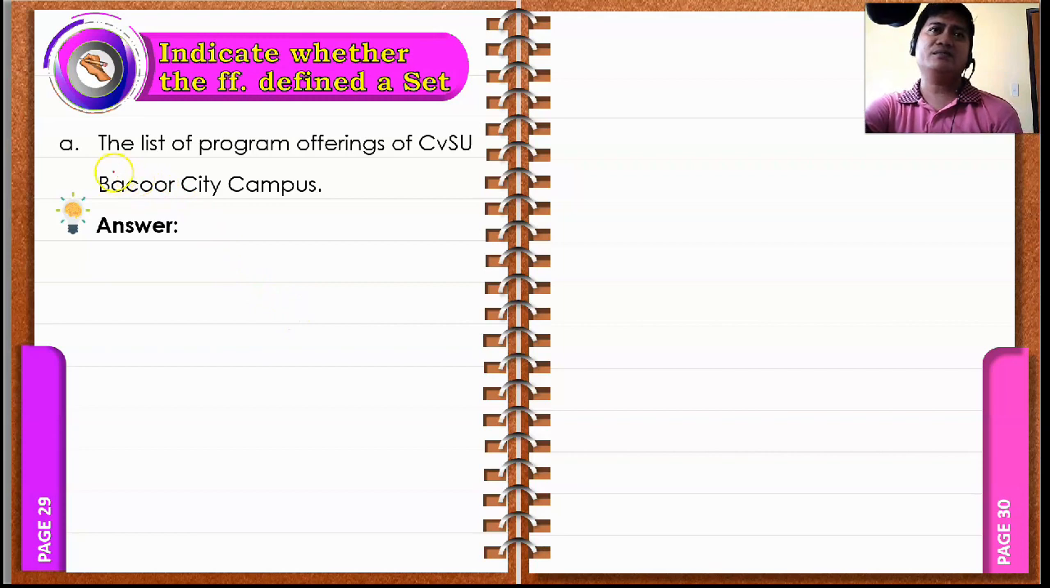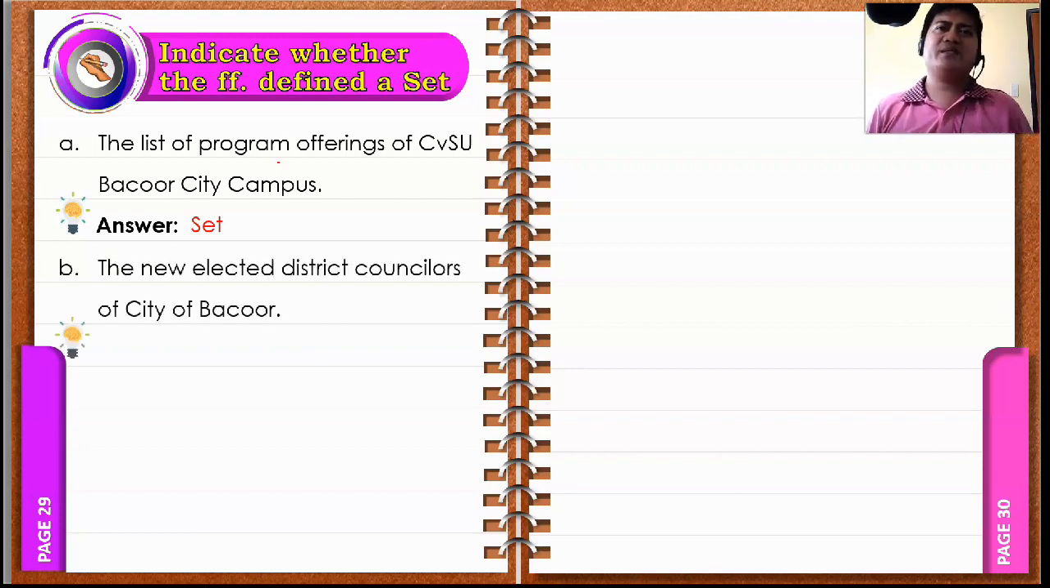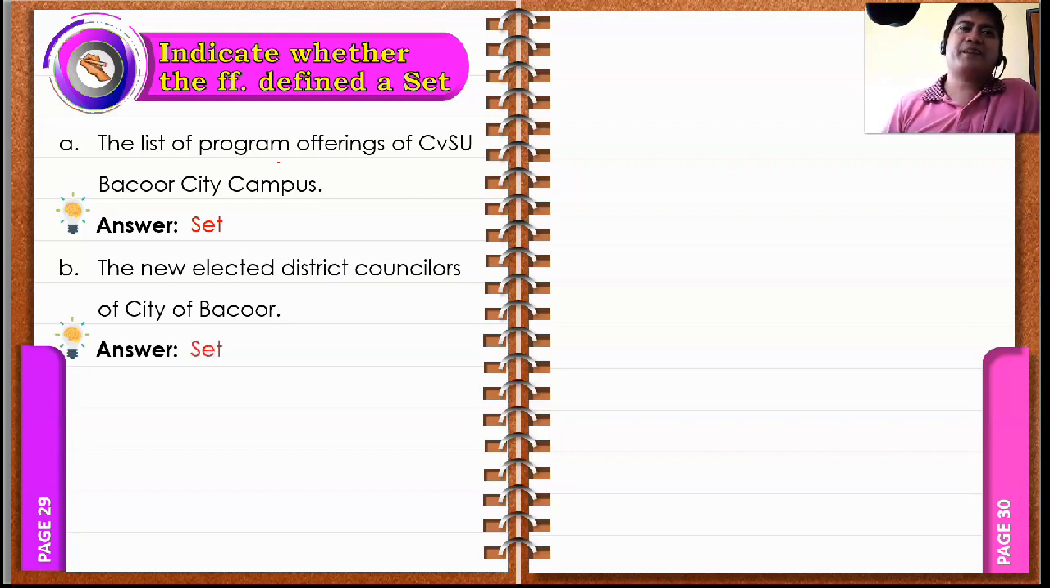So obviously, we can list the program offerings of CBCU Bacoor Campus. We have the CS, IT, HRM or HM, BM, Education, Criminology, Psychology. So therefore, this is an example of a set. Let's have another example: the newly elected district councilors of the City of Bacoor. Yes, we can get these listings on the City Government of Bacoor page. And this is also an example which defines a set.